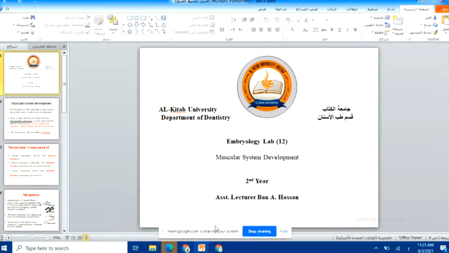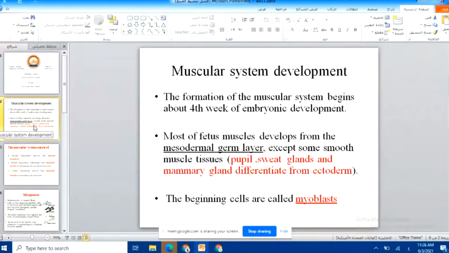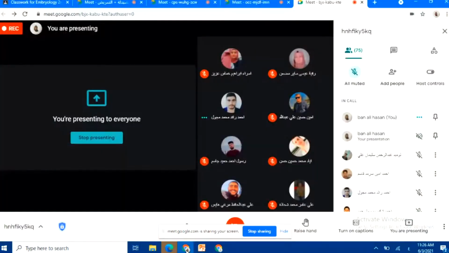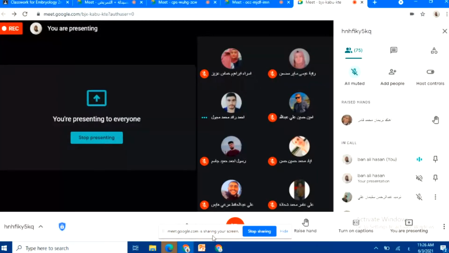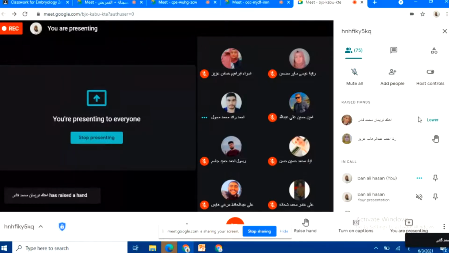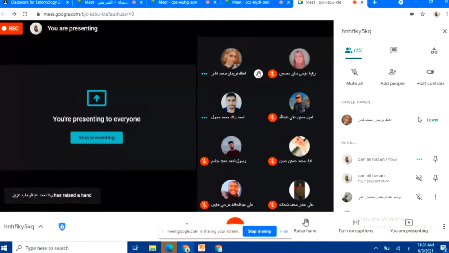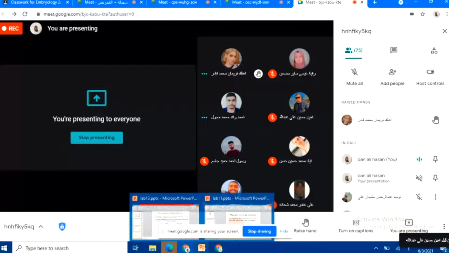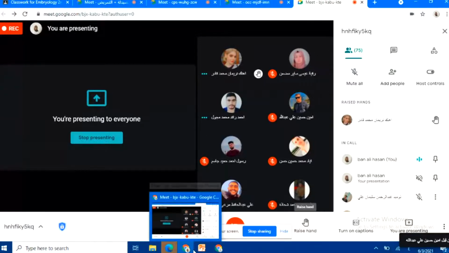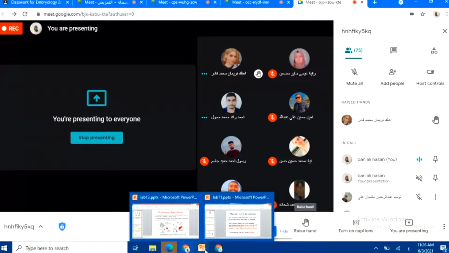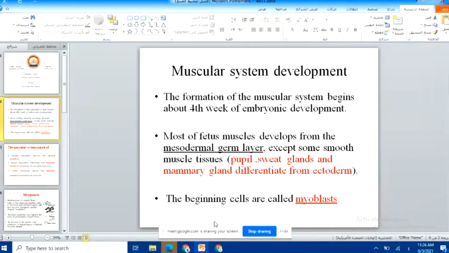Okay, then muscular system development. First of all, we need to know the time. It will start just in the fourth week of embryonic development. What about the origin? Which layer forms the muscular system? Mesoderm is mainly, but parts are also formed by ectoderm. Yes, good. So we have an exception for some muscles found in the pupil, sweat gland, and mammary gland; they all differentiate from ectoderm.